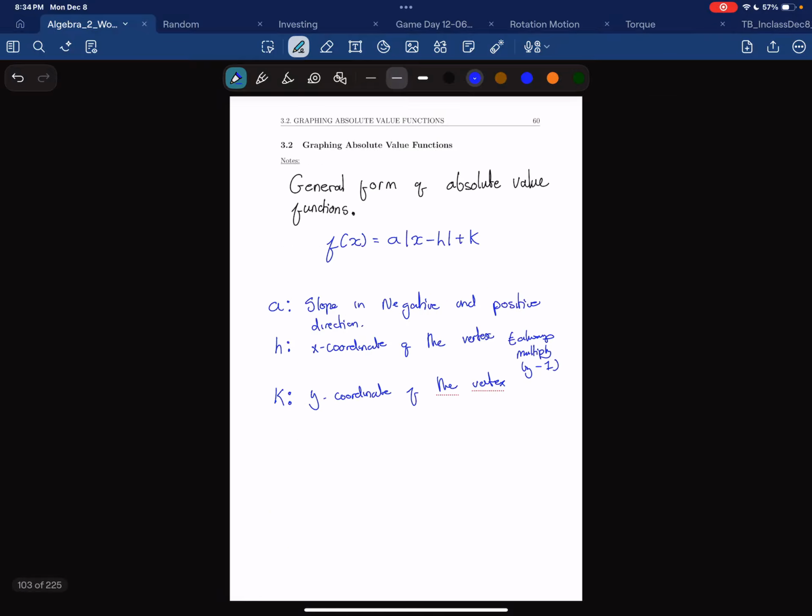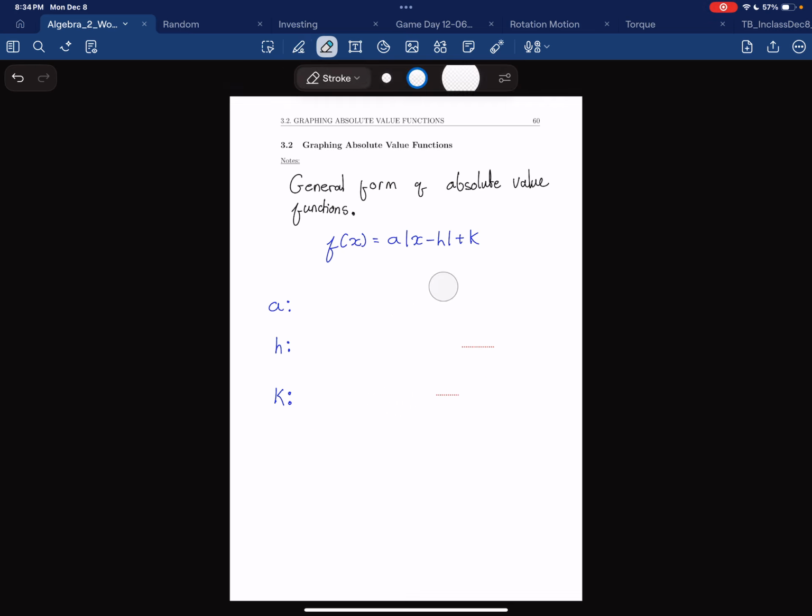All right, so yeah. Now, the general form of absolute value functions. Now we're transitioning from simplifying to graphing absolute value functions. So this right here is what an absolute value function looks like. X here is just a variable, the independent variable, but A, H, and K are all important coefficients. So A here is the slope in both directions.